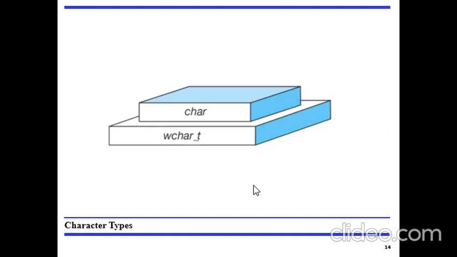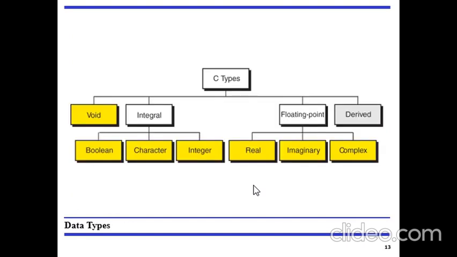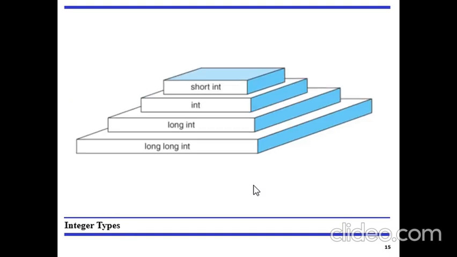The C types have four categories: void, integral, floating point, and derived, including Boolean, character, integer, real, imaginary, and complex. The integer has short int and long int. There are different data types: int, float, char. Int has 2 or 4 bytes, double has 4 or 8 bytes, depending on the machine. Next, float is also 4 bytes, long double is also 8 bytes, depending on the machine.